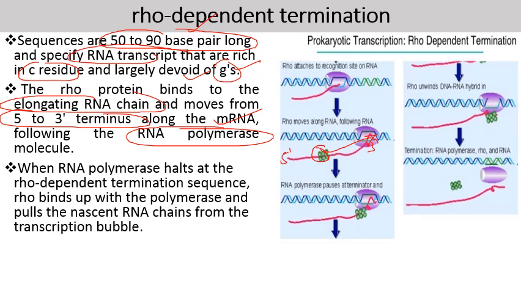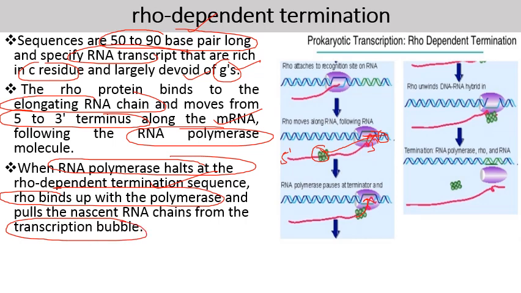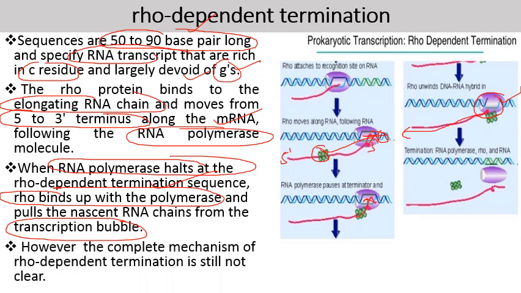When RNA polymerase halts at Rho-dependent termination sequences, which are special sequences known as Rho-dependent termination sequences, Rho binds with the polymerase and pulls the nascent RNA chain out of the transcription bubble. However, the complete mechanism of Rho-dependent termination is still not clear. The mechanism of the Rho factors involved in termination of transcription is not well known. So this was all about the termination process in transcription.